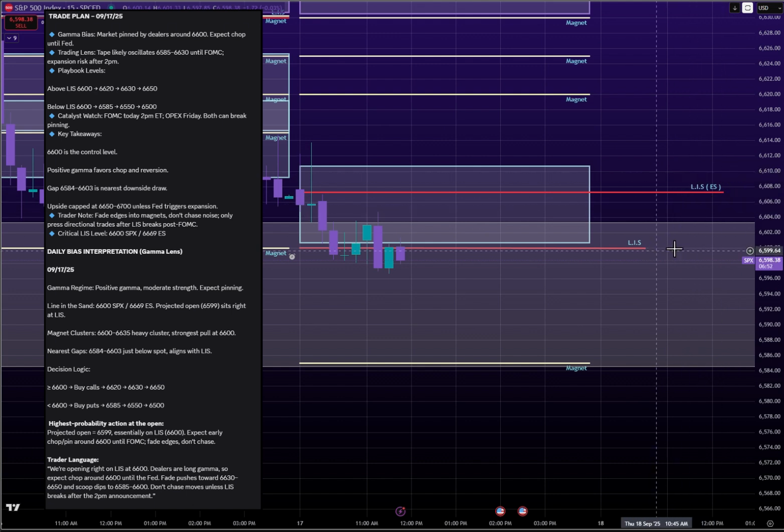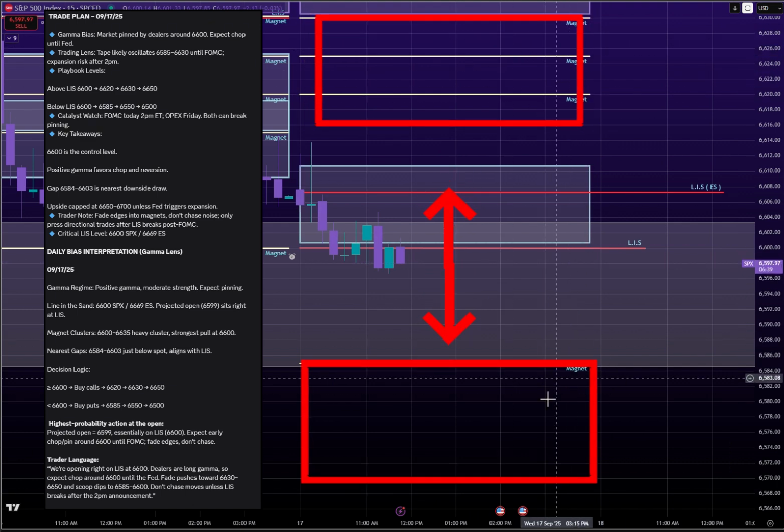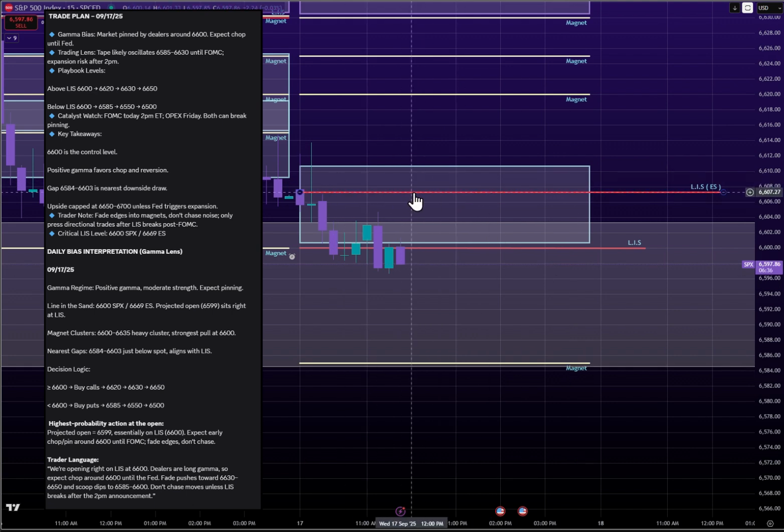Today, it's 6,600 on SPX and 6,669 on ES. Every trade starts here. Step 2. Look above and below the LIS. If price holds above 6,600, your upside path is 6,620 to 6,630 to 6,650. If it breaks below, your downside path is 6,585 to 6,590, 6,550 to 6,500.